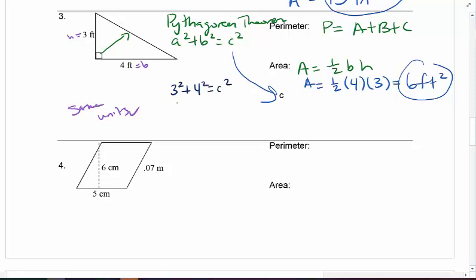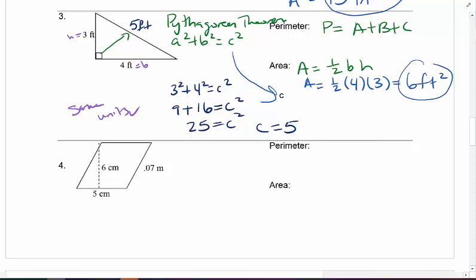Some of you may have done geometry recently enough to know that this is what's called a 3, 4, 5 triangle, which is a special case. But if you don't, I square them each individually first, then I add them together. I get 25 equals c squared, take the square root of both sides, and that gives me c is equal to 5. So this would be 5 feet.